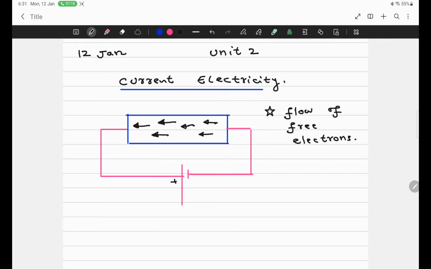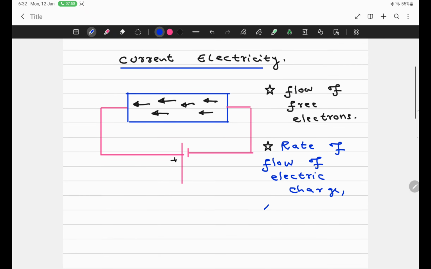But in physics, it is not allowed to use the term free electron in current electricity, and we change the definition by replacing free electron with electric charge. In IGCSE, you have studied the rate of flow of electric charge is called electric current. And you know, electric current is denoted by I.